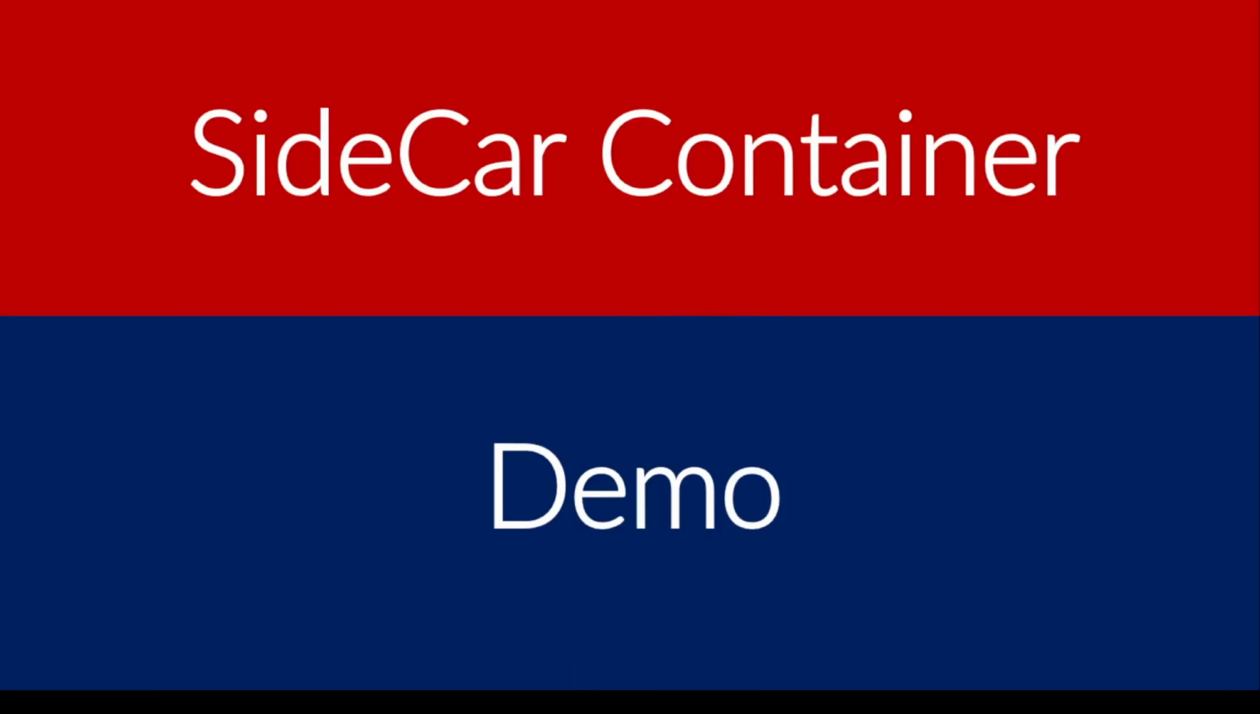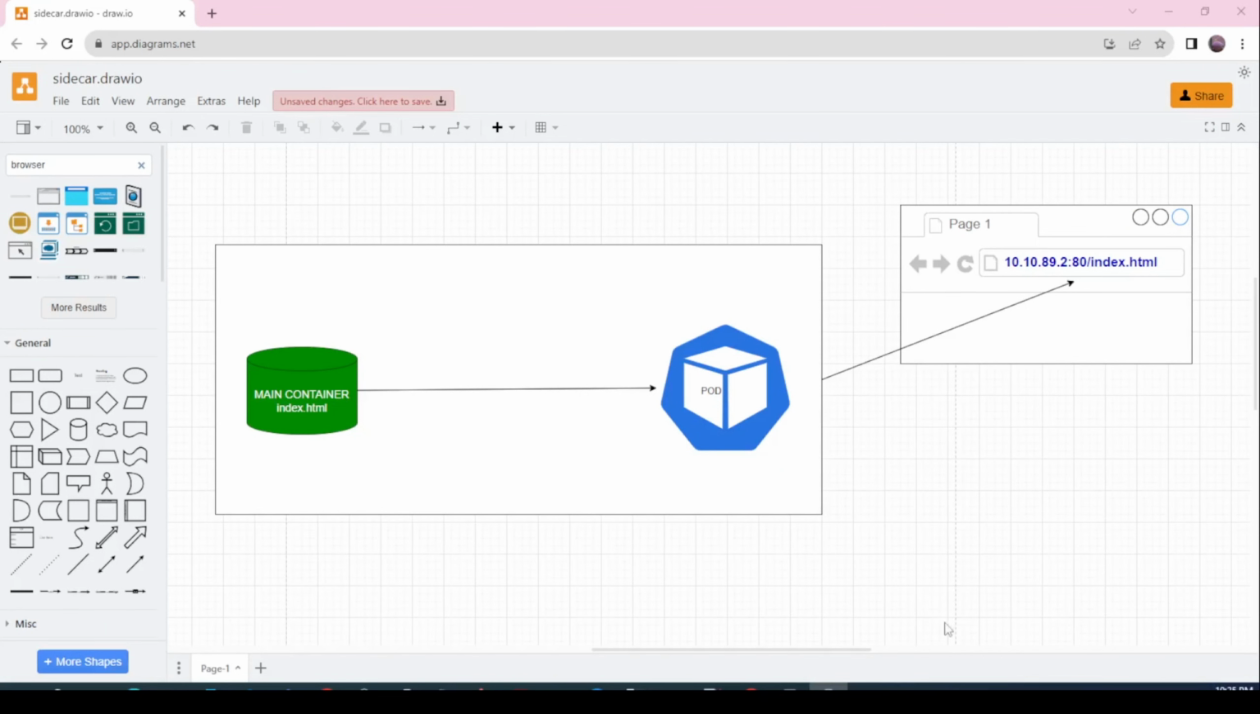In this video, we will be talking about what is SideCar Container and how to use it. Let us look into it. Let us assume that I have a pod with a single container called main container, and that main container has a file called index.html. When you execute this pod in my Kubernetes, since it already has a port 80, I can access this application using the browser.